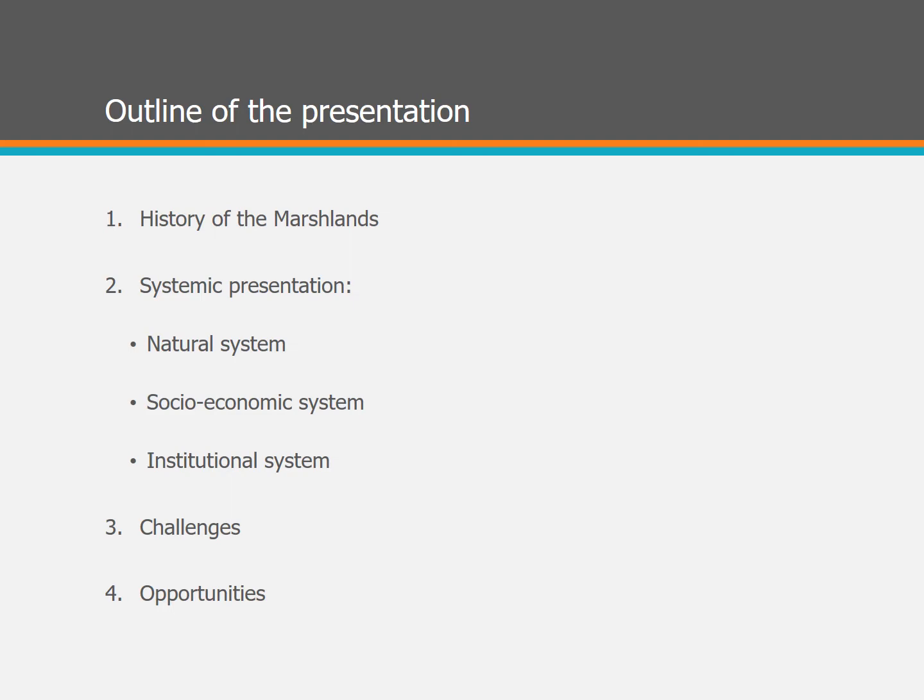First, you will have an introduction to the history of the marshlands, which explains 3 historical periods in recent decades and provides the background to understand their current situation. It then focuses on 3 important systemic elements: the natural, socio-economic, and institutional systems. The following part will present the challenges currently being faced, before ending with actions being undertaken to address these challenges.